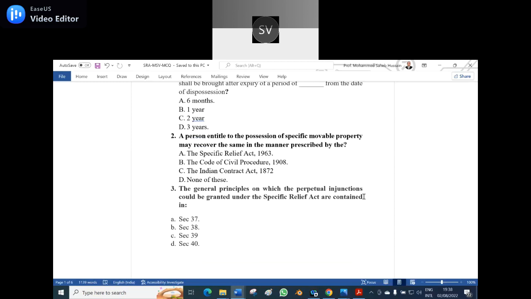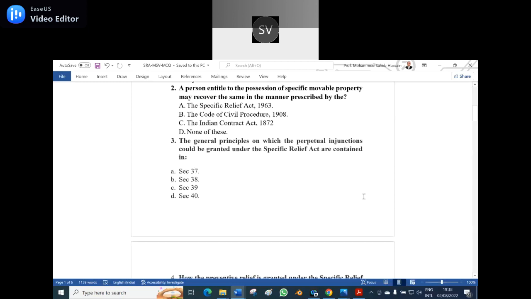Third question. The general principles on which the perpetual injunction could be granted under the Specific Relief Act are contained in option A, section 37, or option B, section 38. Option B, section 38, is the correct answer.